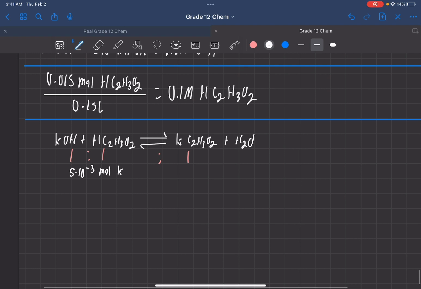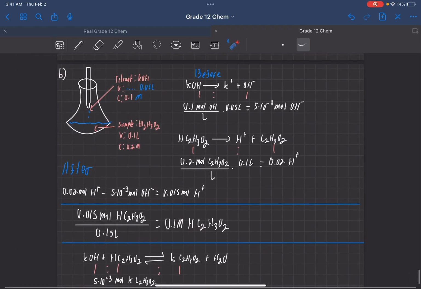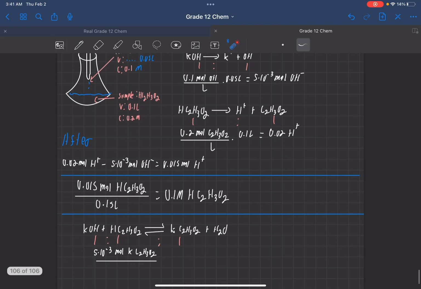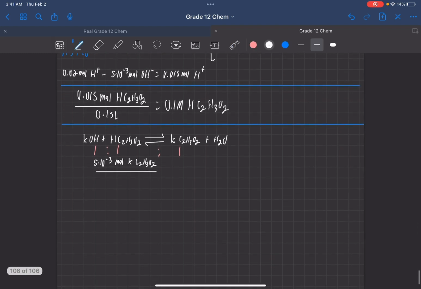So potassium ethanoate. And that is over the new volume, right? Once again, we're mixing the titrant and the sample. We're mixing their volumes as well. So 0.05 plus 0.1 is 0.15 liters. So 0.15 liters, and you should get a value of 1/30 molar of potassium ethanoate.